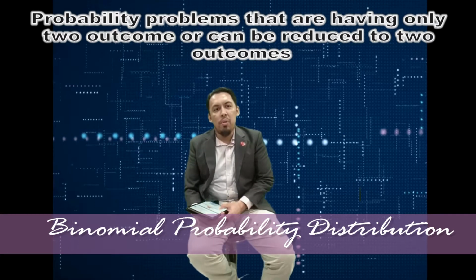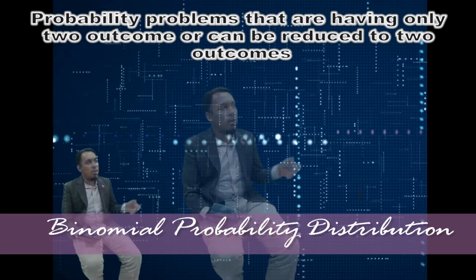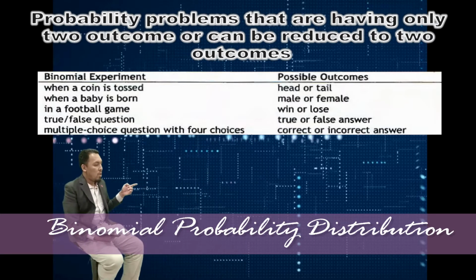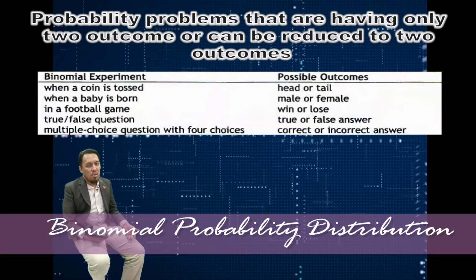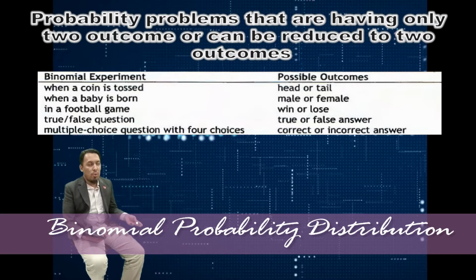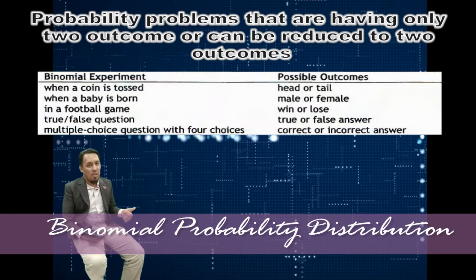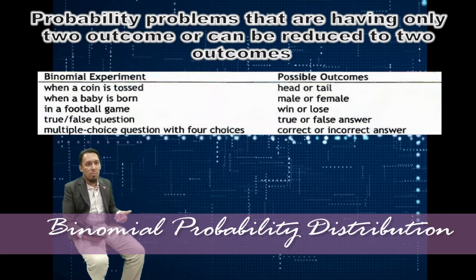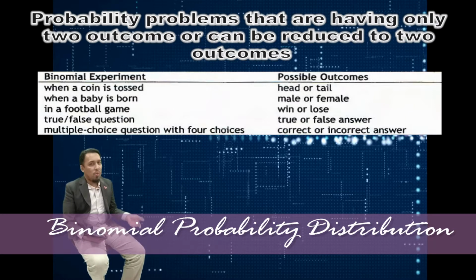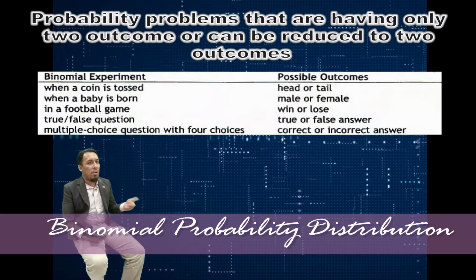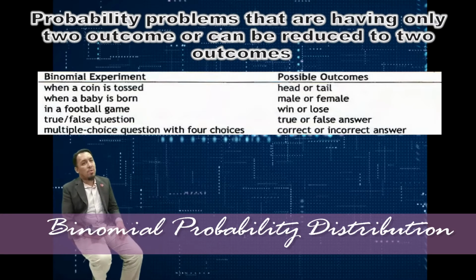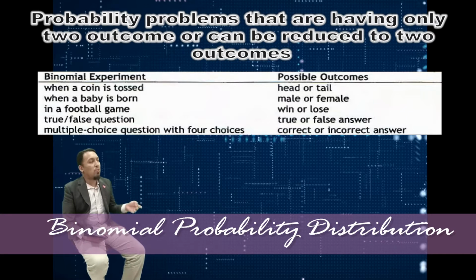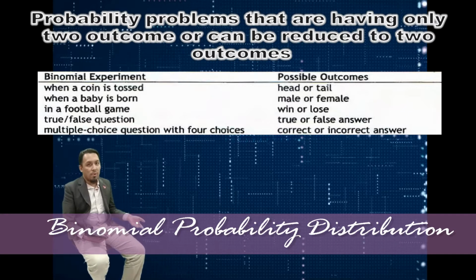Right? For example, if you look at this table, you're going to see that when a coin is tossed, the possible outcome is two, whether it is head or tail. Two outcomes. When a baby is born, you can have either male or female. In football, you can either win or lose. The same goes for answering a true/false question. You have either right or wrong.